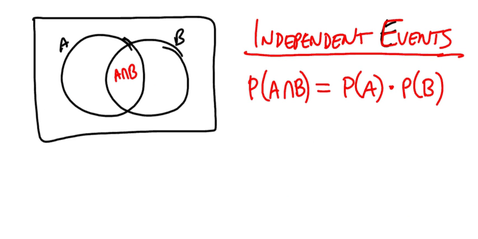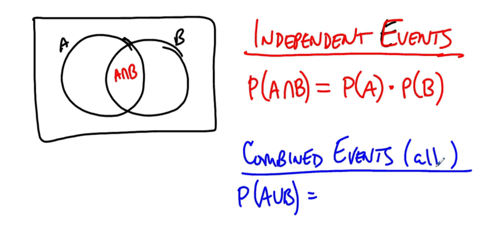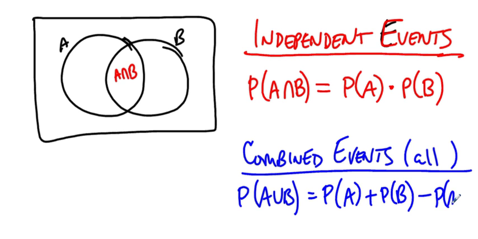The other thing we should talk about is the probability of two combined events happening. The probability of A union B. So I have two events. Maybe they're independent, maybe they're not. This works for all events. And it doesn't really matter. The probability of A union B is the probability of A plus the probability of B minus the probability of A intersect B.